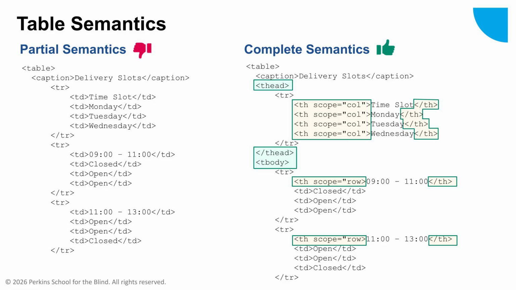I've also added content in the first cell of time slot and given it a scope of col, because that first column contains time slots. I still want to make sure that my row headers are also marked up in this example. For the first cell in each row, I'm using TH markup and a scope attribute. However, in this case, the scope attribute is set to row because that is the scope of that table header.